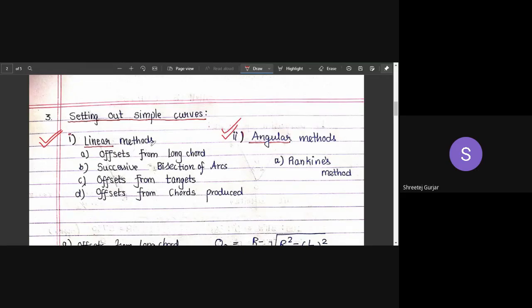Right? Under linear methods, we have learned all these 4 types: offset by long chord, by successive bisection of arcs, offset from tangents, and offsets by chord produced. We have learned all these methods. And then in angular methods, we have learned Rankine's method, right?